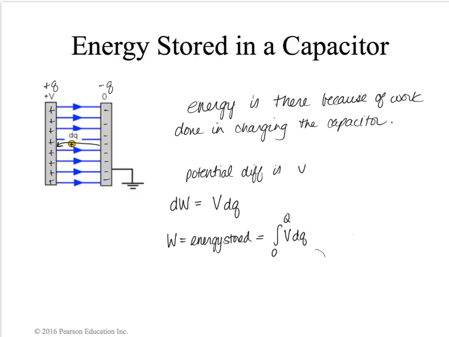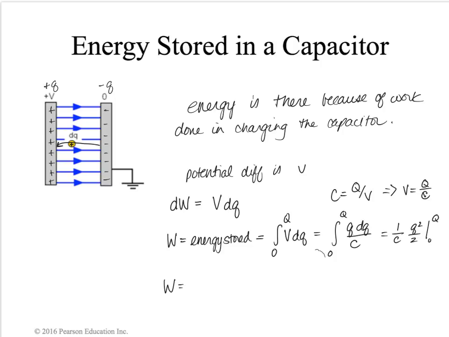Now, the potential difference across the capacitor at any instant in time is going to be related to the amount of charge on the plate and the capacitance. If we write the relationship for capacitance, we can rearrange it, and it's going to be Q over C. So we're going to rewrite this as little q over C, integrated from 0 to Q. When we integrate it, we're going to get q squared over 2 evaluated at 0 and positive Q.